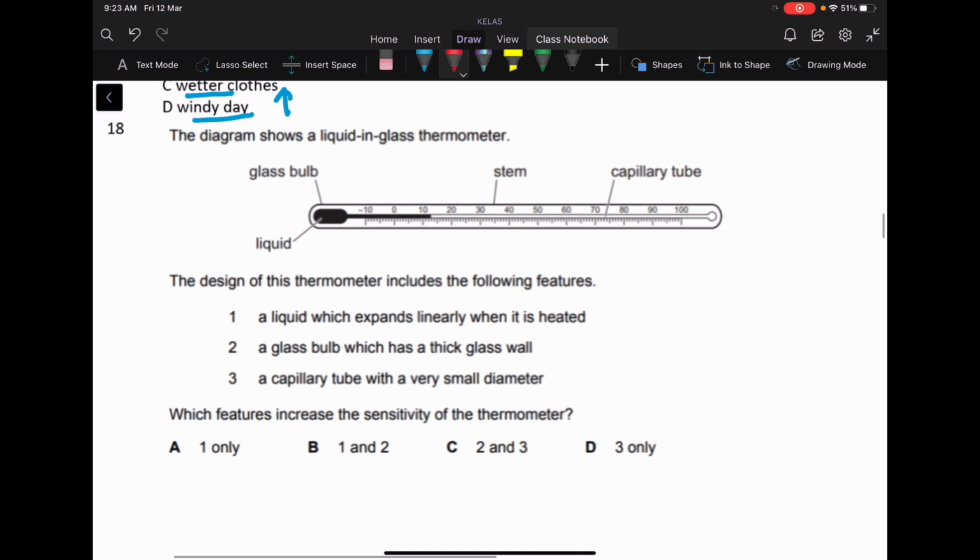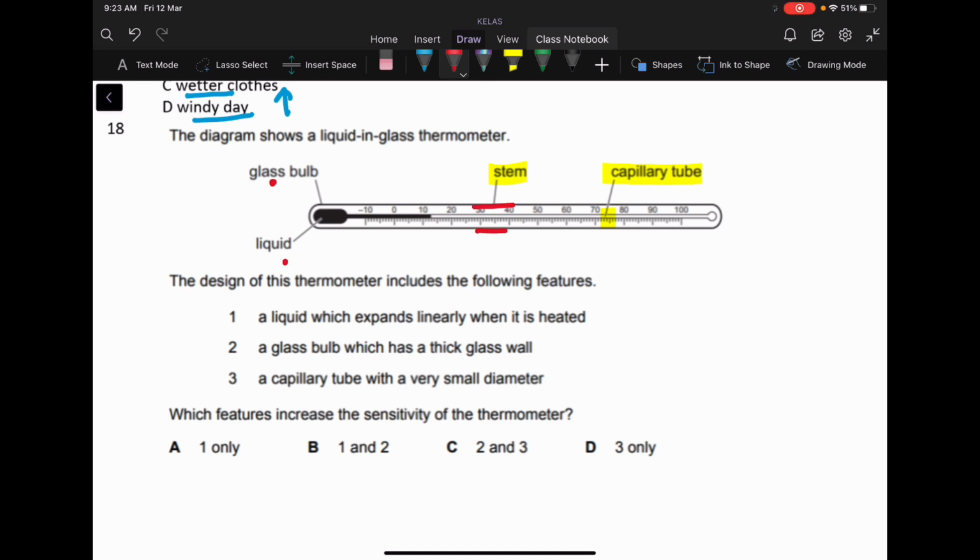Again, thermometer. A diagram shows a liquid in glass thermometer. So look at the diagram. Read all the labels: capillary tube. Although you read this one, study while you go. So that is what we mean by capillary tube, and then the stem, the whole body, and the glass bulb, and that's the liquid.